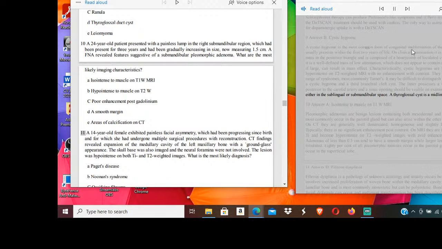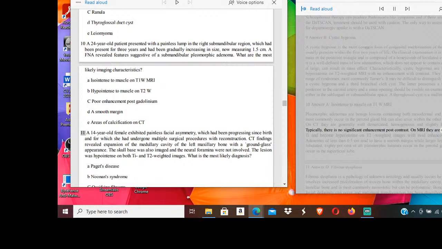Answer A, isointense to muscle on T1W MRI. Pleomorphic adenomas are benign lesions containing both mesodermal and glandular tissue. They most commonly occur in the parotid gland, but can also arise within the other minor salivary glands. On CT they are generally well demarcated, homogeneous and slightly hyperdense to muscle. Typically, there is no significant enhancement post-contrast.